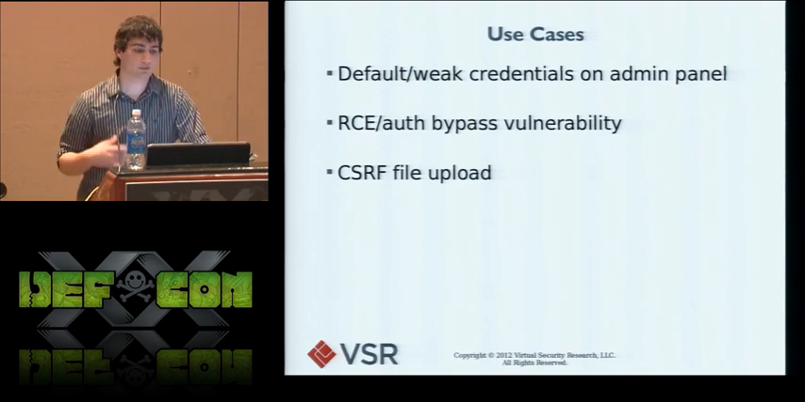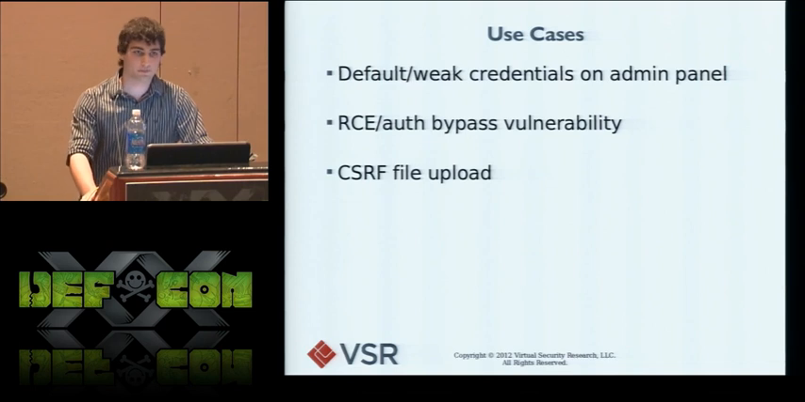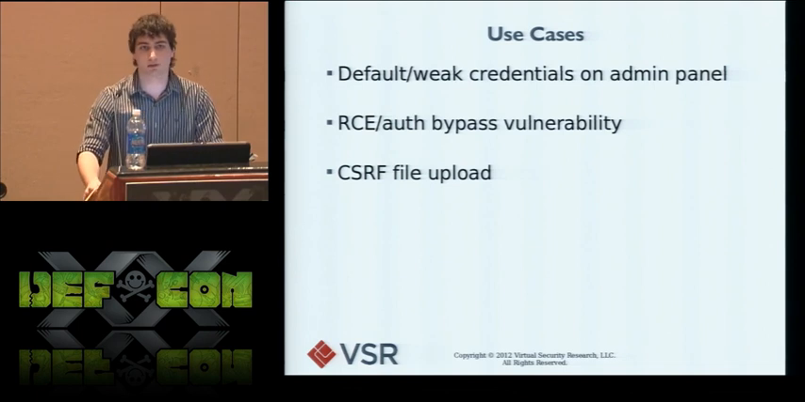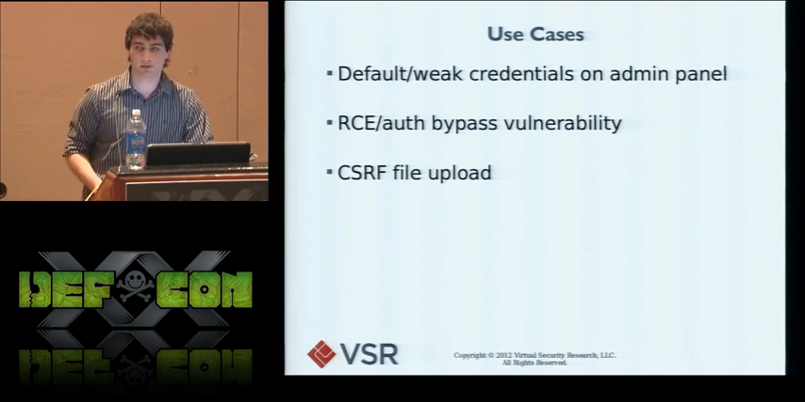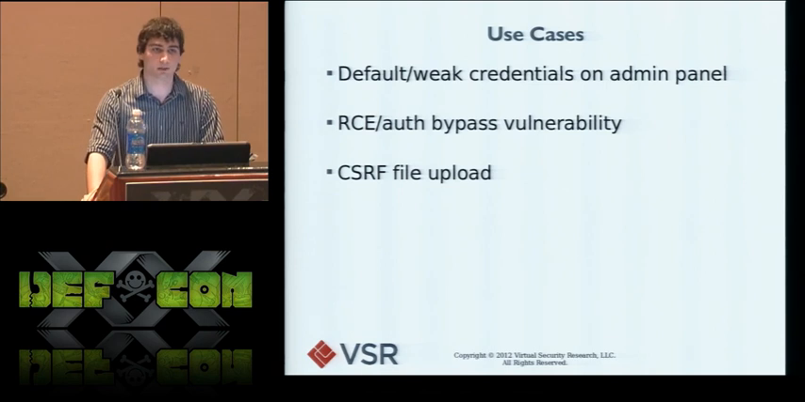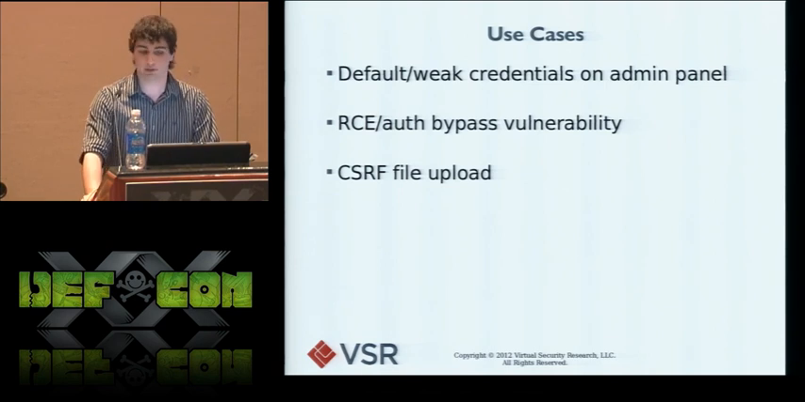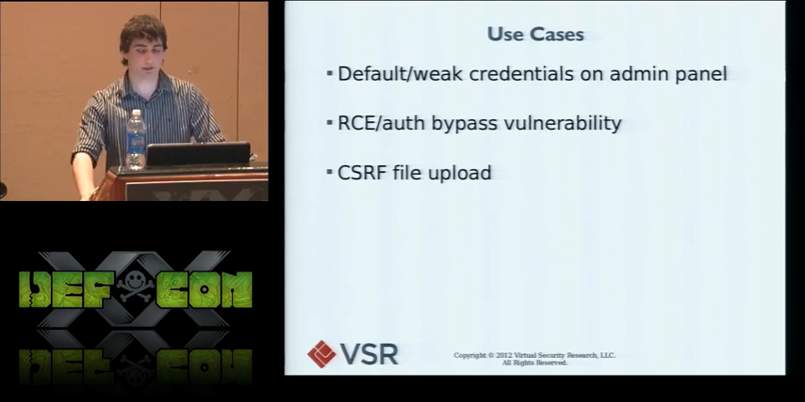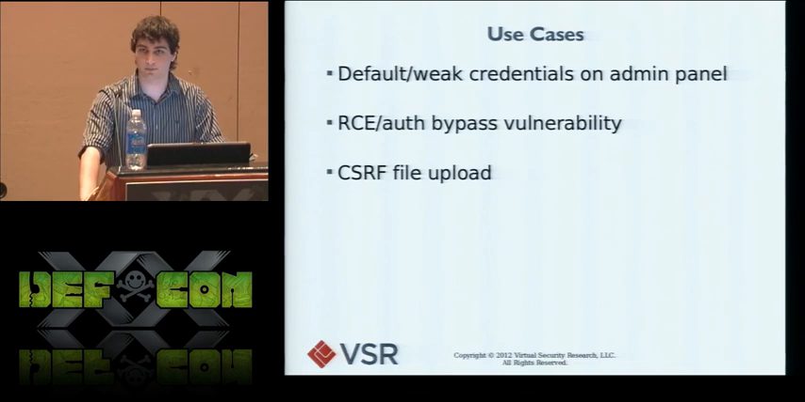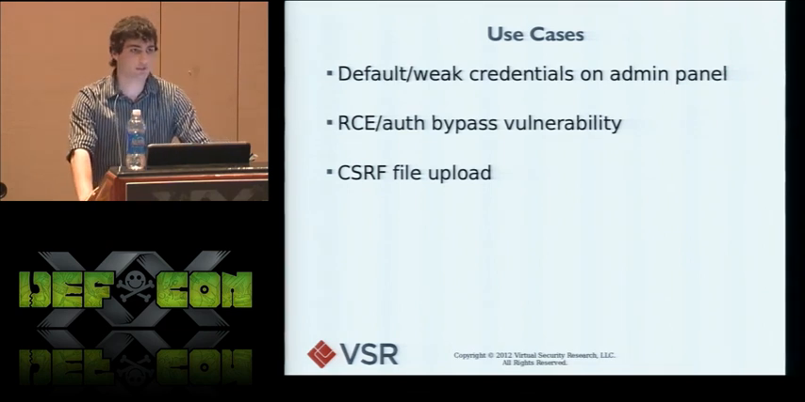As well as if there's a vulnerability in the router itself that gets you access to it, whether it's at the command level, like a shell, or just access to the admin panel through remote code execution or an auth bypass. I believe the two talks after me will actually be doing more of that stuff, as well as one vector which I didn't look much into but seems very possible, which is actually CSRFing the file upload.